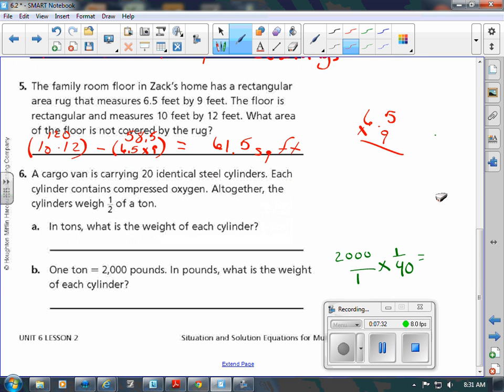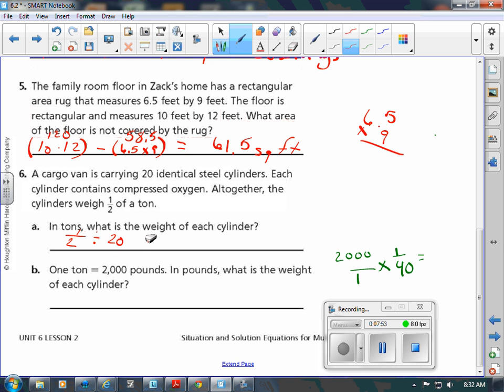We have a cargo van carrying 20 identical steel cylinders. Each cylinder contains compressed oxygen. Altogether, the cylinders weigh half a ton. What is the weight of one cylinder? So what we're going to do is we're going to take half a ton, because that's our total weight, and we're going to divide that by 20.